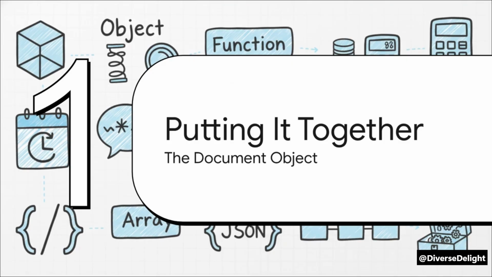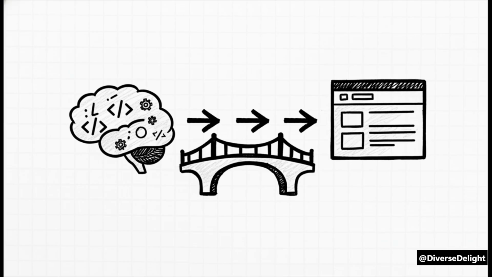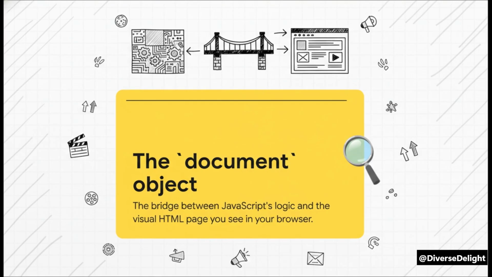Okay, so we've got our calculator, our wordsmith, and our timekeeper. Fantastic. But right now, these tools are all working behind the scenes, kind of in the dark. So how do we get their results out onto the actual web page for people to see? Well, we need one final, absolutely crucial piece to connect everything. We need some kind of bridge to get from our JavaScript logic over to the visual website itself. And that bridge is called the document object.